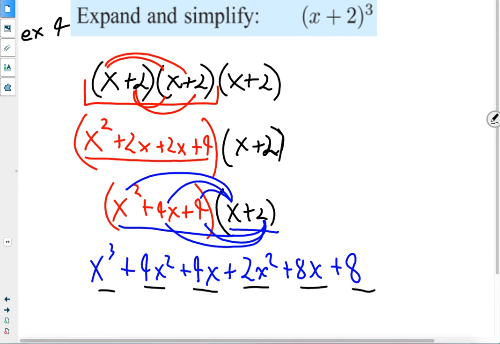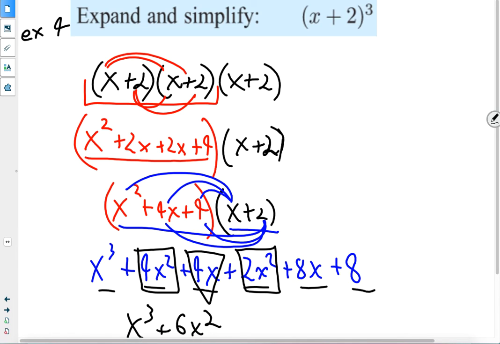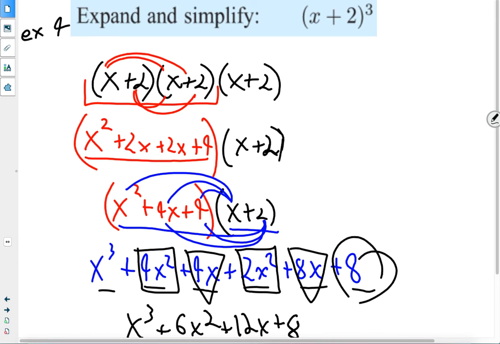Collect my like terms. I'm going to get x cubed, 4x squared, and a 2x squared is going to give me plus 6x squared, and then a 4x and an 8x. It's going to be a plus 12x, and then an 8, so I get plus 8.